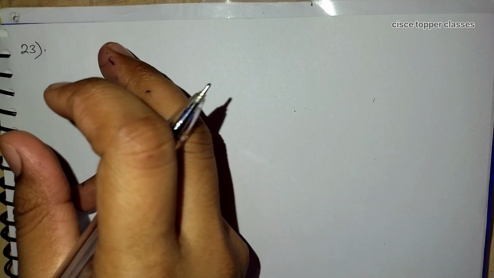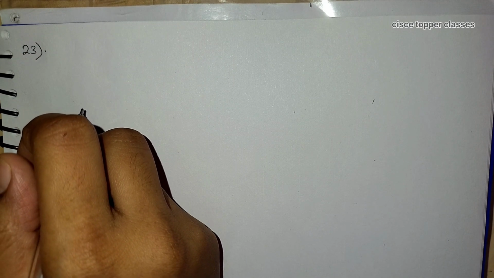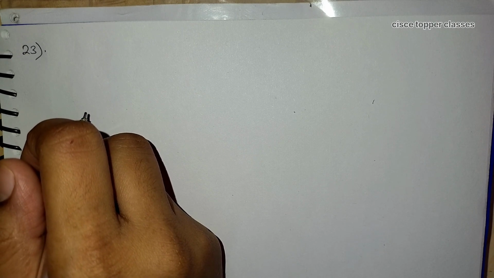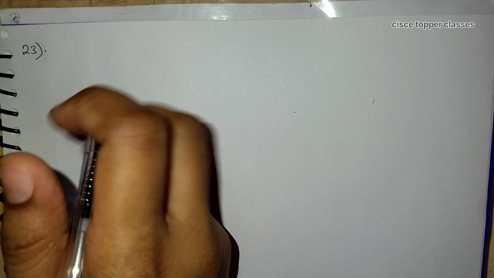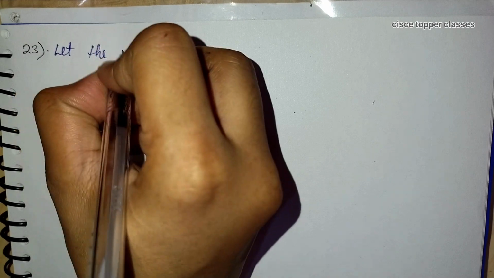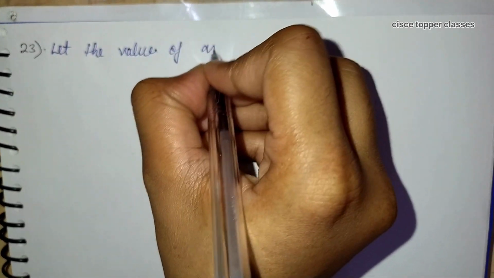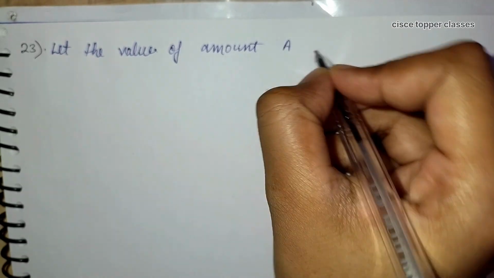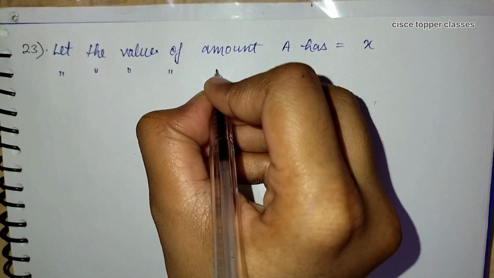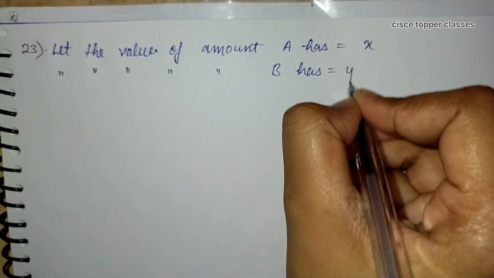Now let us solve the 23rd question, which is: A and B have some money with them. A said to B, if you give me rupees 100, my money will become 75% of the money left with you. B said to A, instead if you give me rupees 100, your money will become 40% of my money. How much money did A and B originally have? Let us assume the amount A has is equal to X. Let the amount B has be equal to Y.